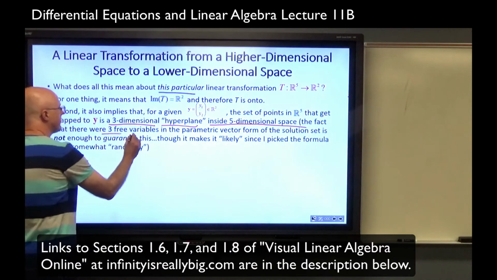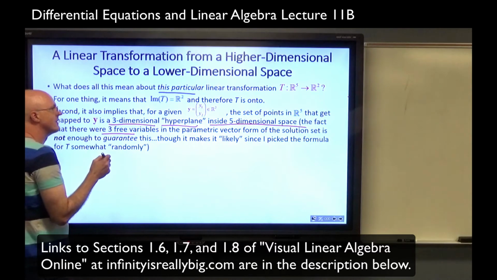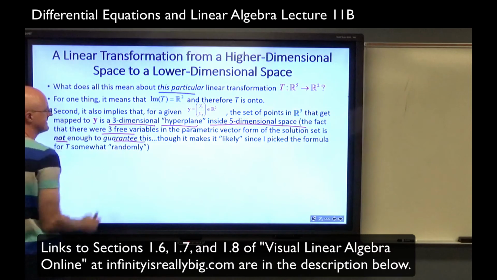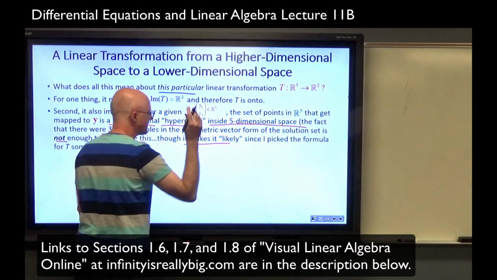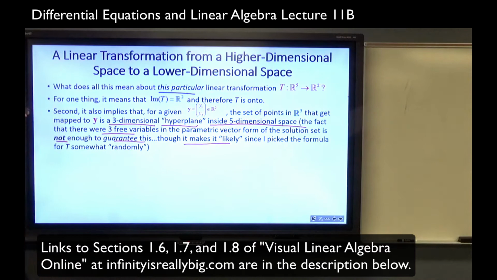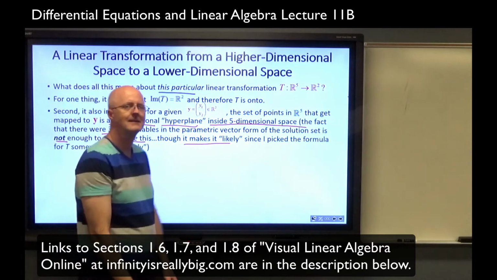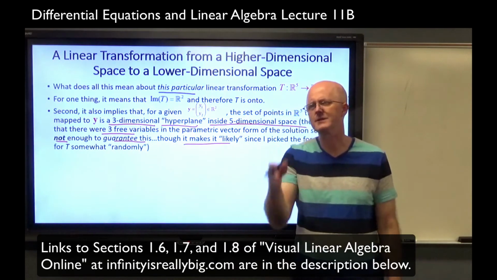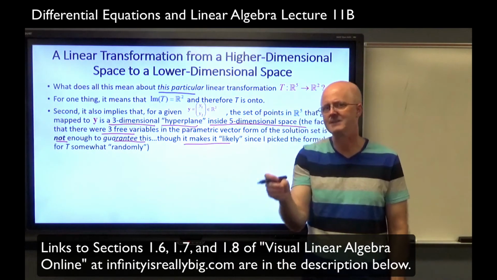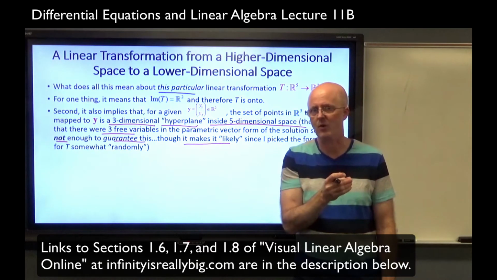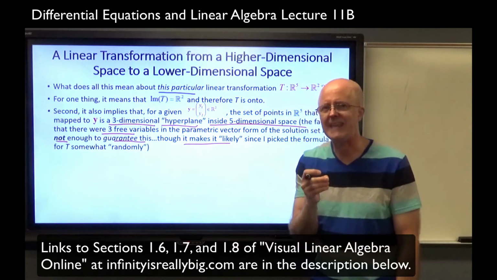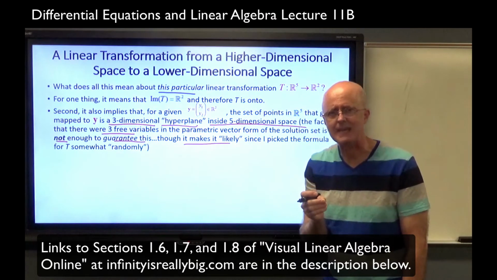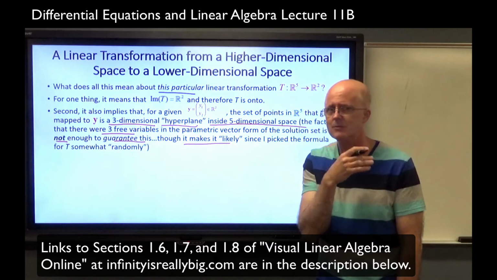The fact that there were three free variables in the parametric vector form of the solution set is not enough to guarantee this, though you might say it makes it likely with randomly chosen numbers. To guarantee it, those vectors next to x3, x4, and x5 in the parametric vector form need to be what are called linearly independent vectors. I haven't defined what linearly independent means yet. That's soon to come in 2 or 3 or 4 lectures.